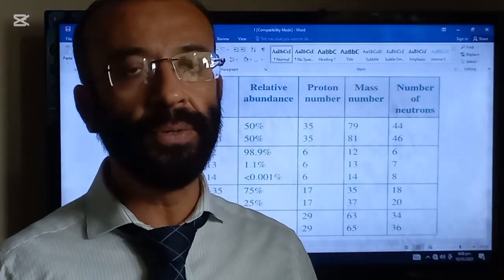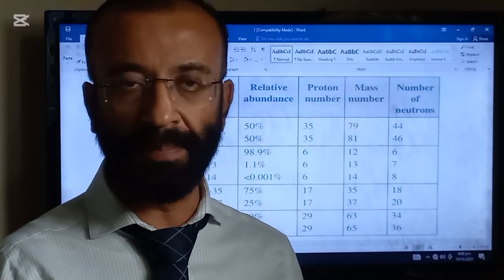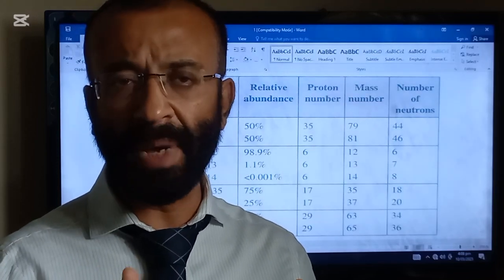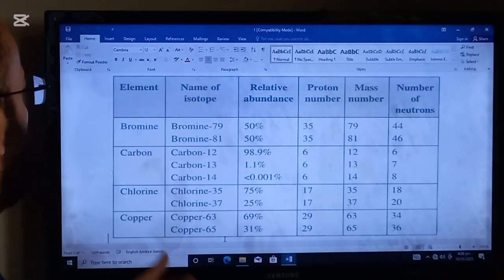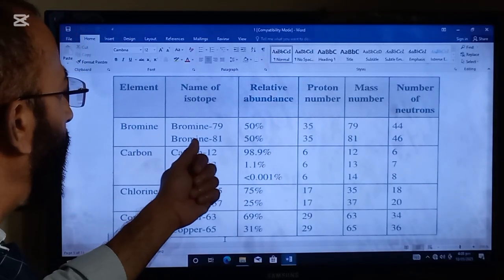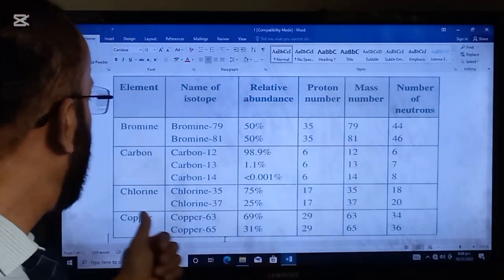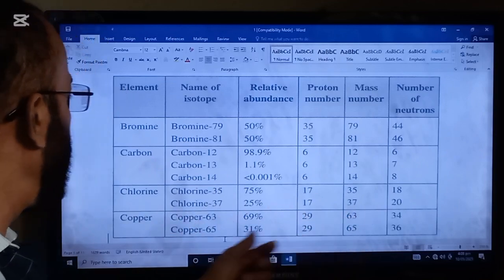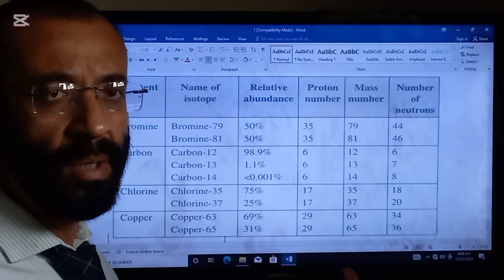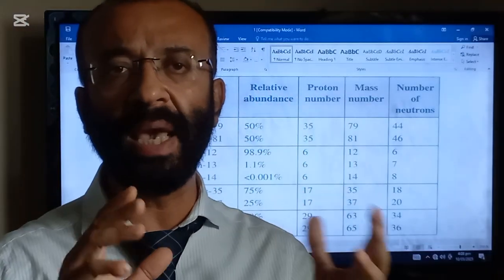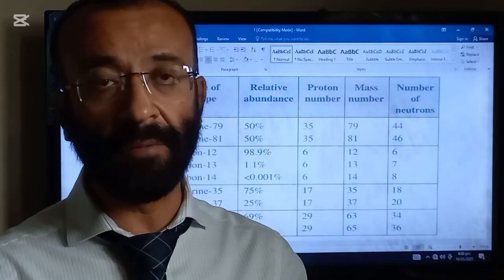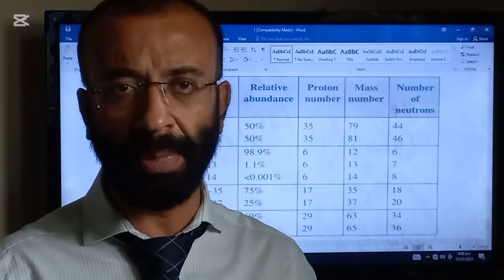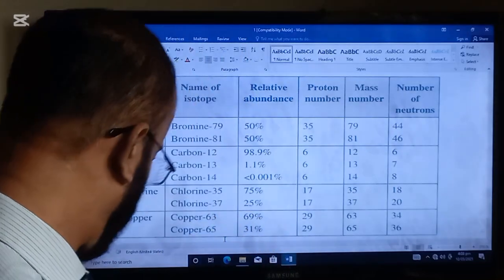So the tip for you regarding the paper: you have to remember 2 or 3 examples of isotopes. For example, you can remember bromine's isotopes and their details, chlorine's isotopes and their details, and copper. You have to remember 2-3 examples of isotopes, because in the paper students are required to write down any 2 or 3 examples of isotopes.